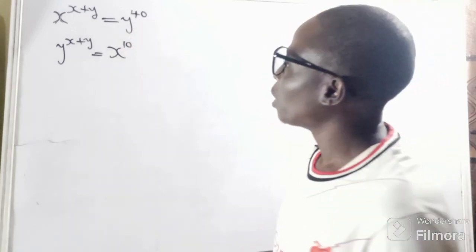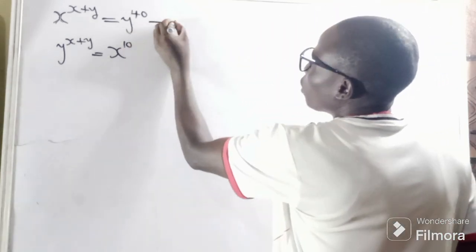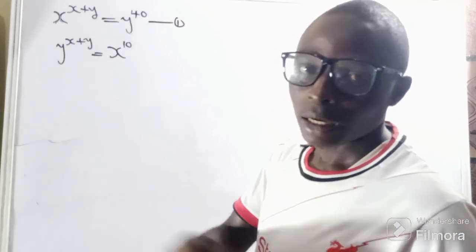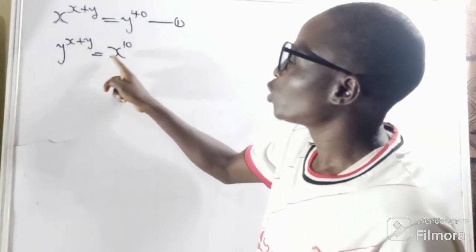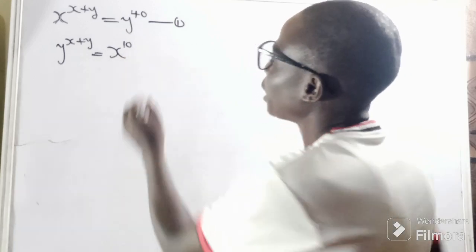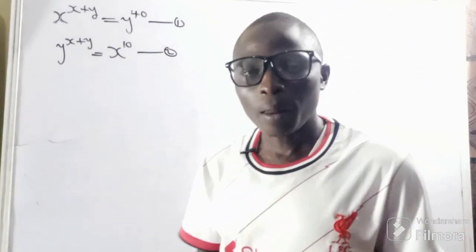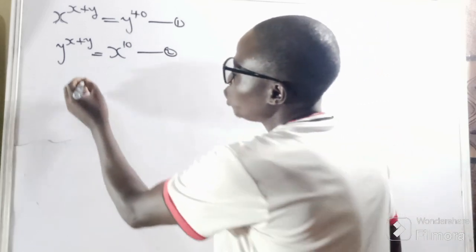We have x to the power of x plus y is equal to y to the power of 40. Let me call this equation 1. And the second equation says y to the power of x plus y is equal to x to the power of 10, and let me call it equation 2. So let's get started. Solution.